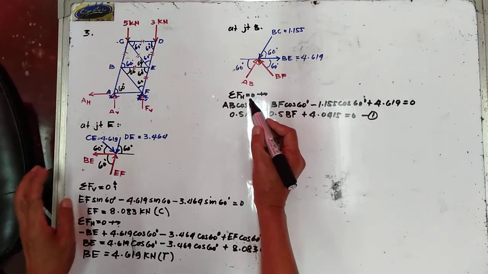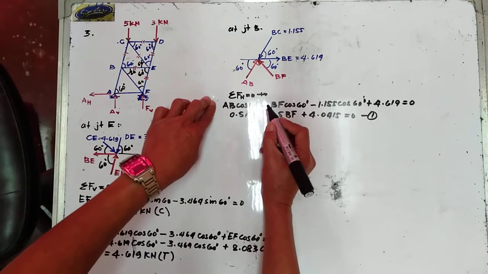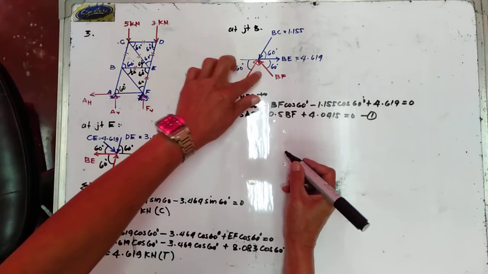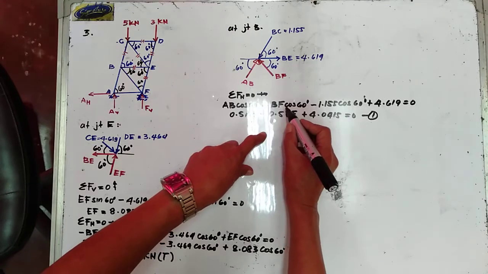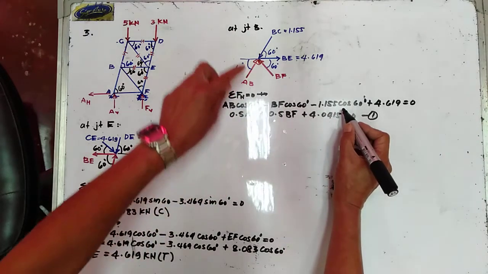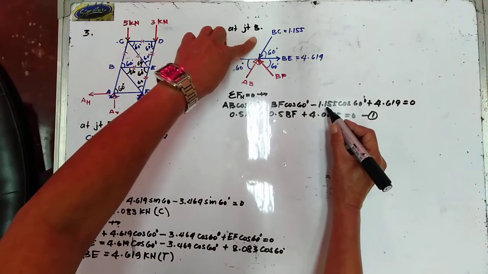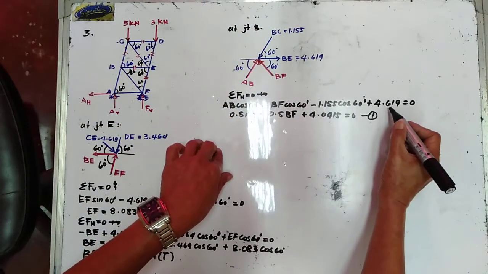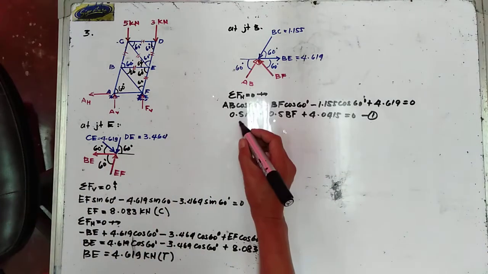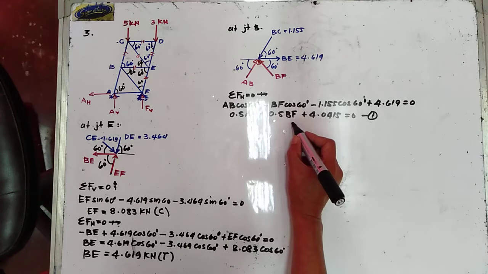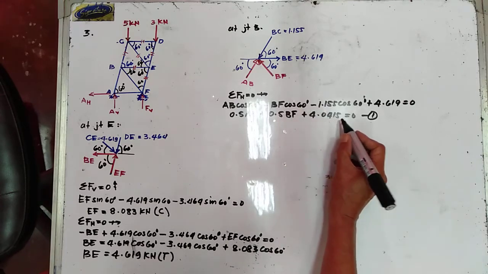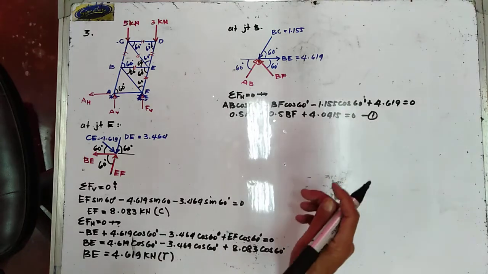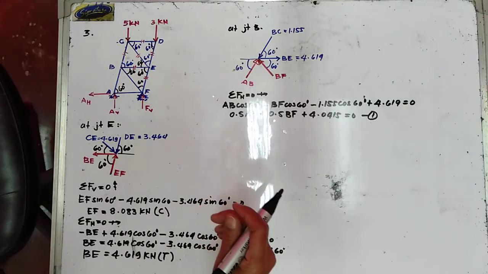Now, summation of forces horizontal is equal to 0, to the right forces positive. The horizontal component of AB is AB cosine of 60 degrees, minus the horizontal component of BF, BF cosine of 60, minus the horizontal component of BC, which is 1.155 cosine of 60 degrees, plus BE, which is 4.619. So we have 0.5 AB minus 0.5 BF plus 4.0415, the algebraic sum of the two, and that is equal to 0. So we now have equation 1.